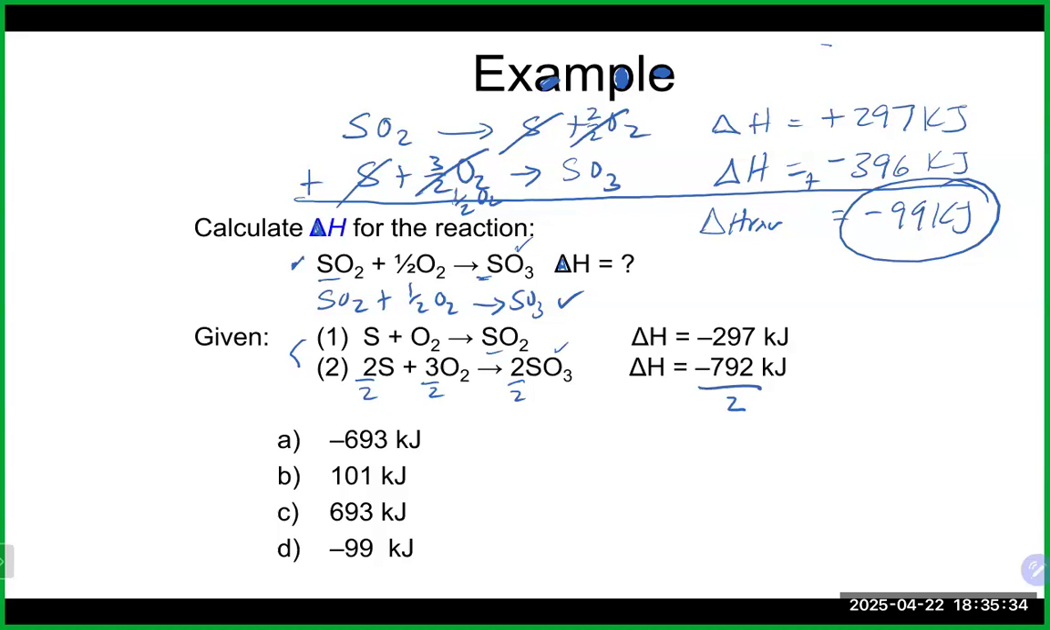Question on that. The key is just to keep track of what you did to each equation and how that affects the delta H. And again, you basically just add up all the delta H's together. Questions on Hess's law?